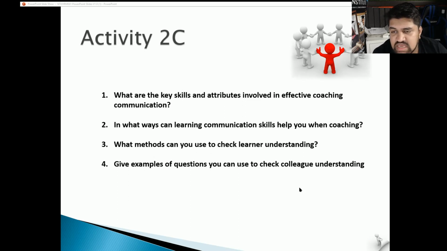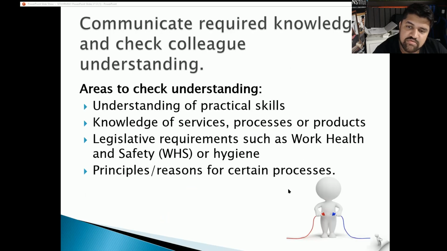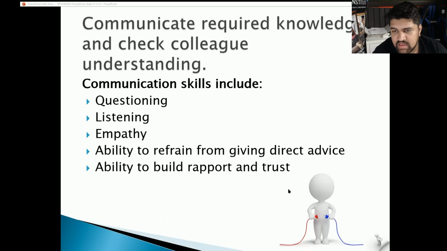So what are the key skills and attributes involved in effective coaching and communication? So in our case, we'd want to be focusing on the communication aspect. So we want to have open body language, clear questioning, be listening, have empathy. We want to have the ability to refrain from giving direct advice, and we want to have the ability to build rapport and trust with our colleague.